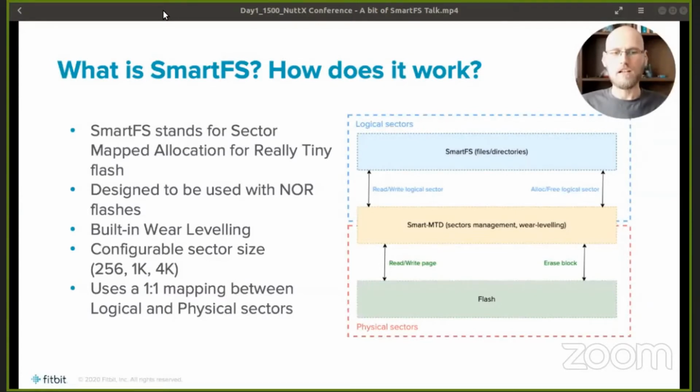It communicates with the layer below, called SmartMTD, the yellow one, through a series of read, write, allocate, free logical sector operations. The middle layer, SmartMTD, is responsible for managing physical and logical sectors, performing wear leveling, and detecting bad blocks. A block is bad if it has been worn out and it's not capable of storing data anymore. At the bottom is the MTD flash layer, which responds to the middle layer's requests of read-write page or erase block.